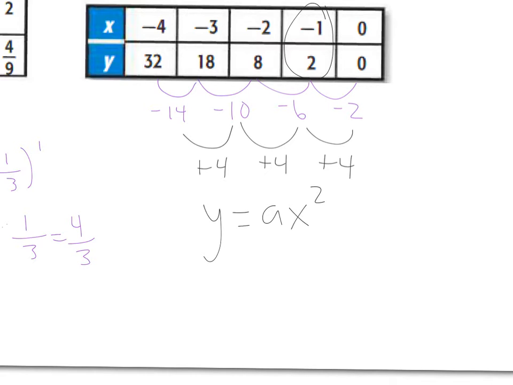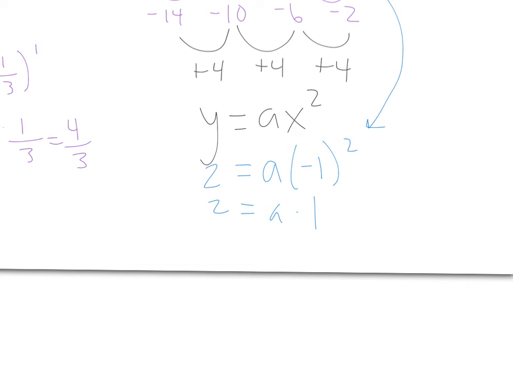So let's plug in -1, 2, because I want to use smaller numbers, the better. It's going to be easier. So what this looks like is I'm going to plug in 2 for y. I'm going to leave a as it is. And I'm going to plug in -1 for x. So again, I use that point right down here. Now let's do the math. -1 squared is 1. So a times 1 equals 2. Okay, now let's solve for a. Well, it doesn't matter if we try dividing by 1. It doesn't even matter. A equals 2. So my function, then I'll plug 2 back in for a here and get y equals 2x squared.